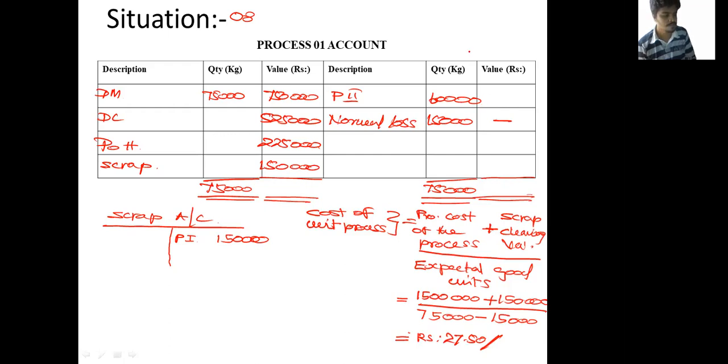This one into 27.5, I have got 16.5. Then here take the total. And if we assume that we are paying this scrap removing cost by cash, we can transfer this amount to cash account. So if you have any doubts, you can ask now. Otherwise, take this. Okay, let's move.